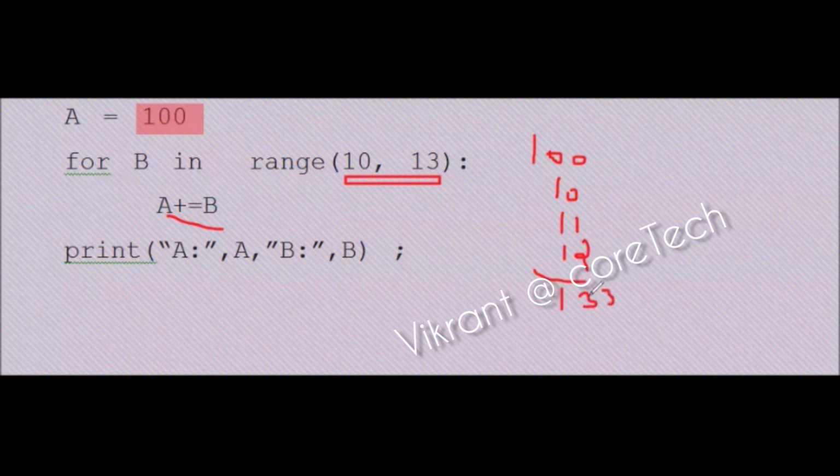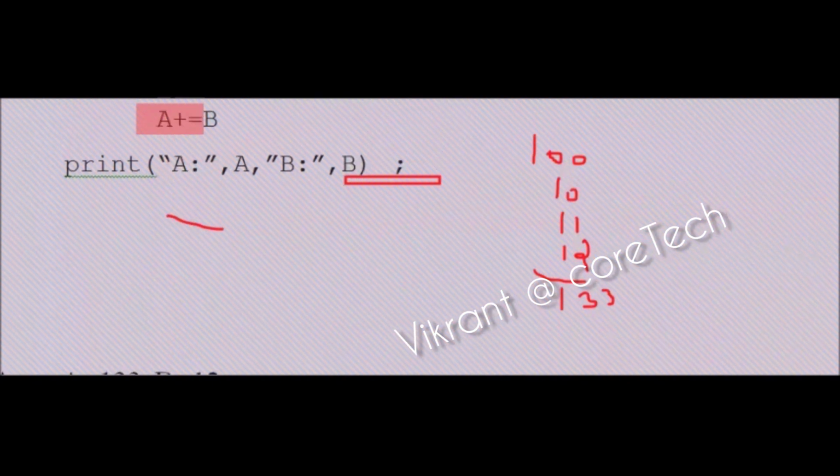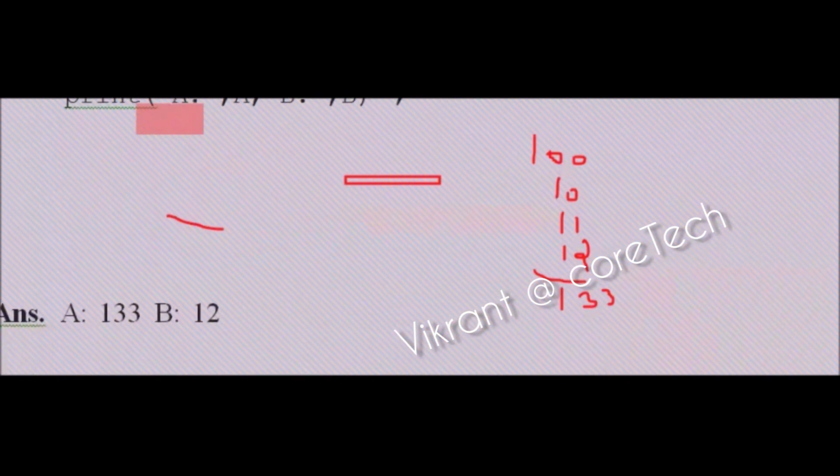And B will be what? B's last value was 12. 12 was the case when the condition was true at the last point. So here it goes, 133, and the next value of B was 12 as calculated by us. Let us look for the next question.